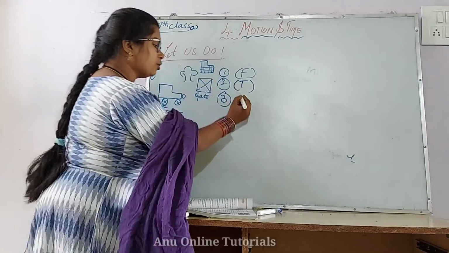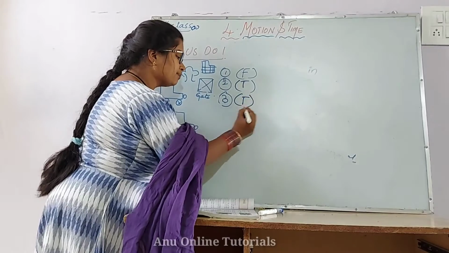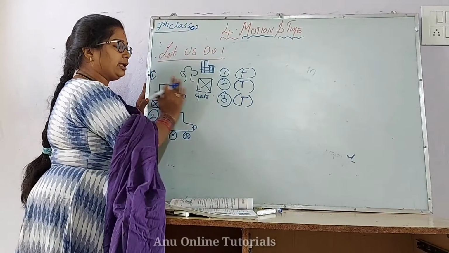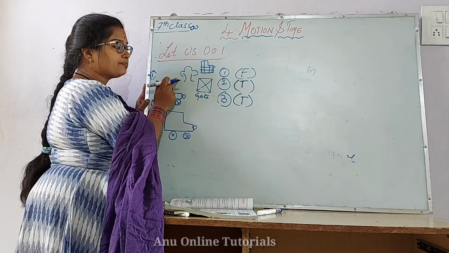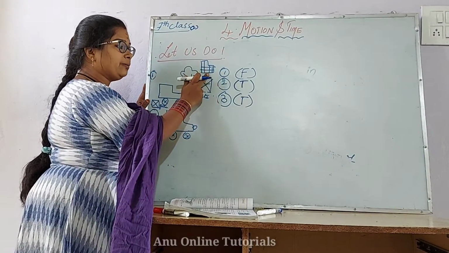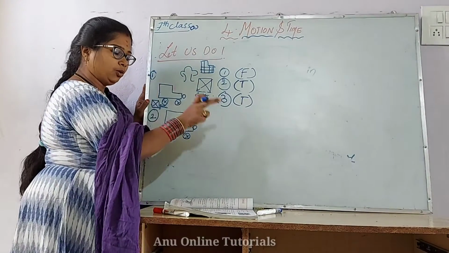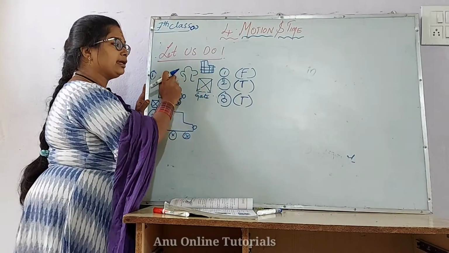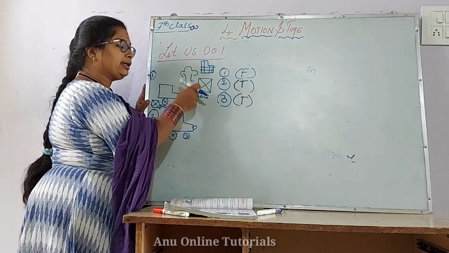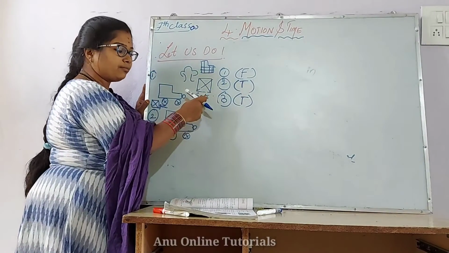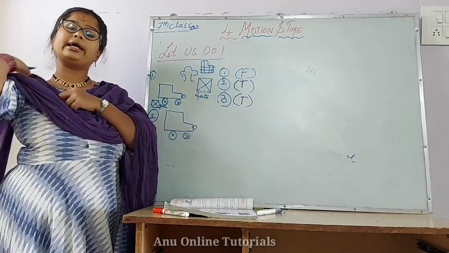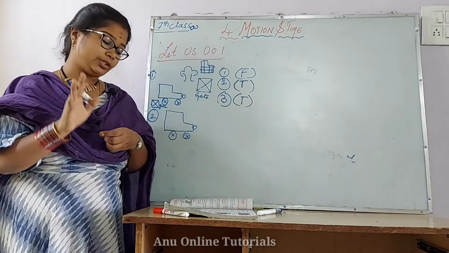Yes, there is no change in its position. With respect to the tree, forget everything, only the tree is there. With respect to the tree, is the gate moving? No. With respect to the building, is the gate changing its position? No. Let it be anything, let it be a shop. With respect to the shop, is the gate moving? No. So, with respect to the surroundings, the gate has no change in its position.